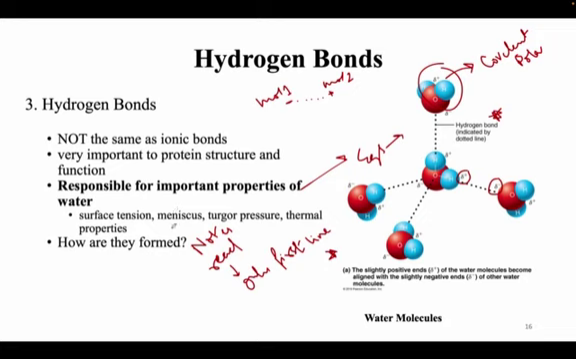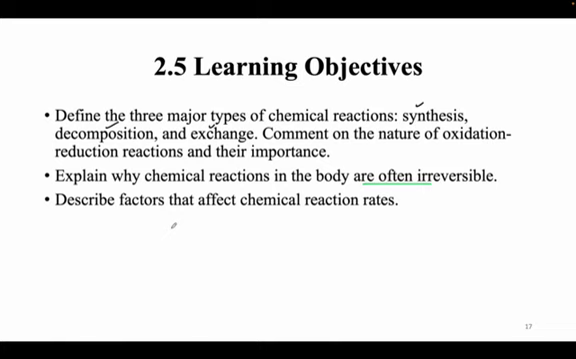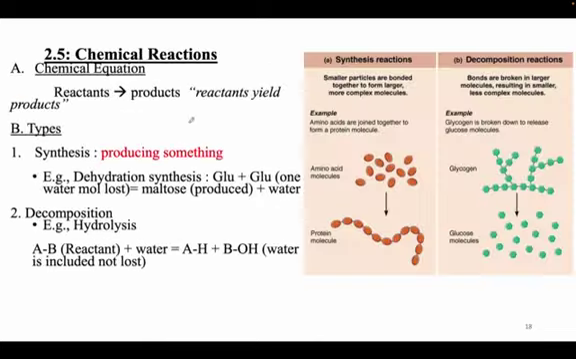So this is a weak bond between molecules, and there is a difference in electronegativity here. Now the main thing that we'll discuss in this short video is chemical reactions. There are three types: synthesis, decomposition, and exchange. So what is a chemical reaction? Something is reacting to produce something.